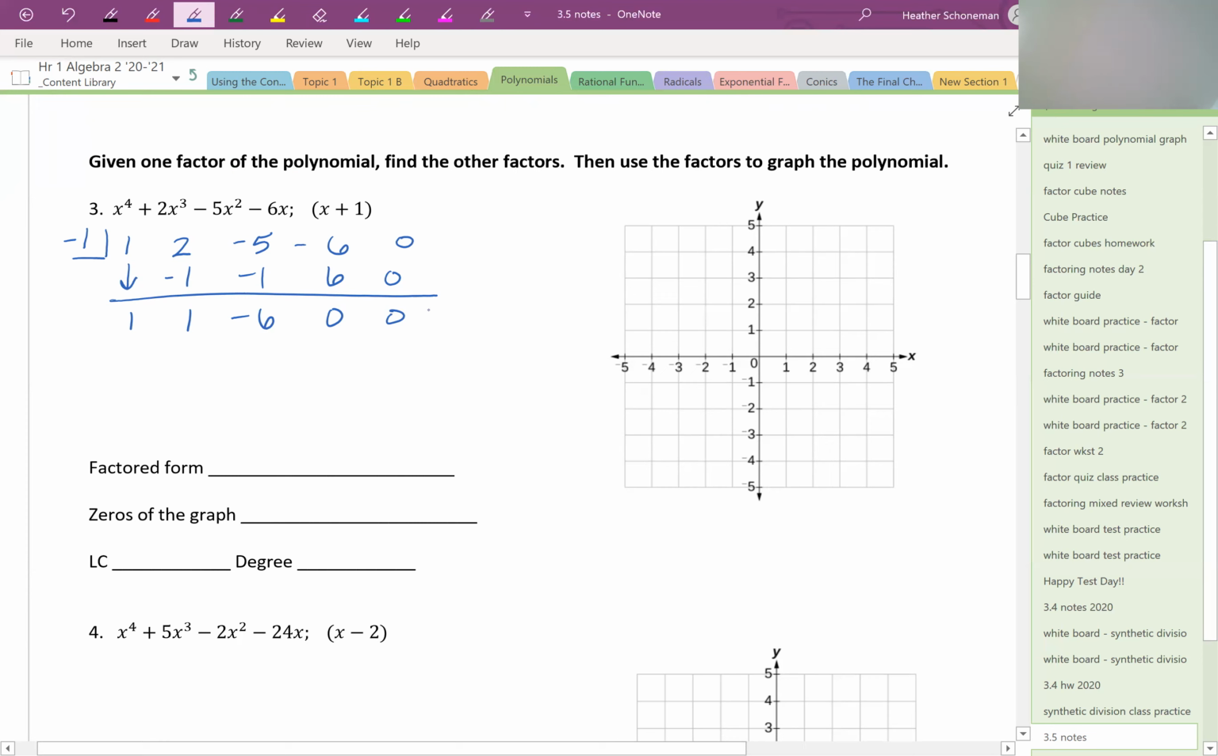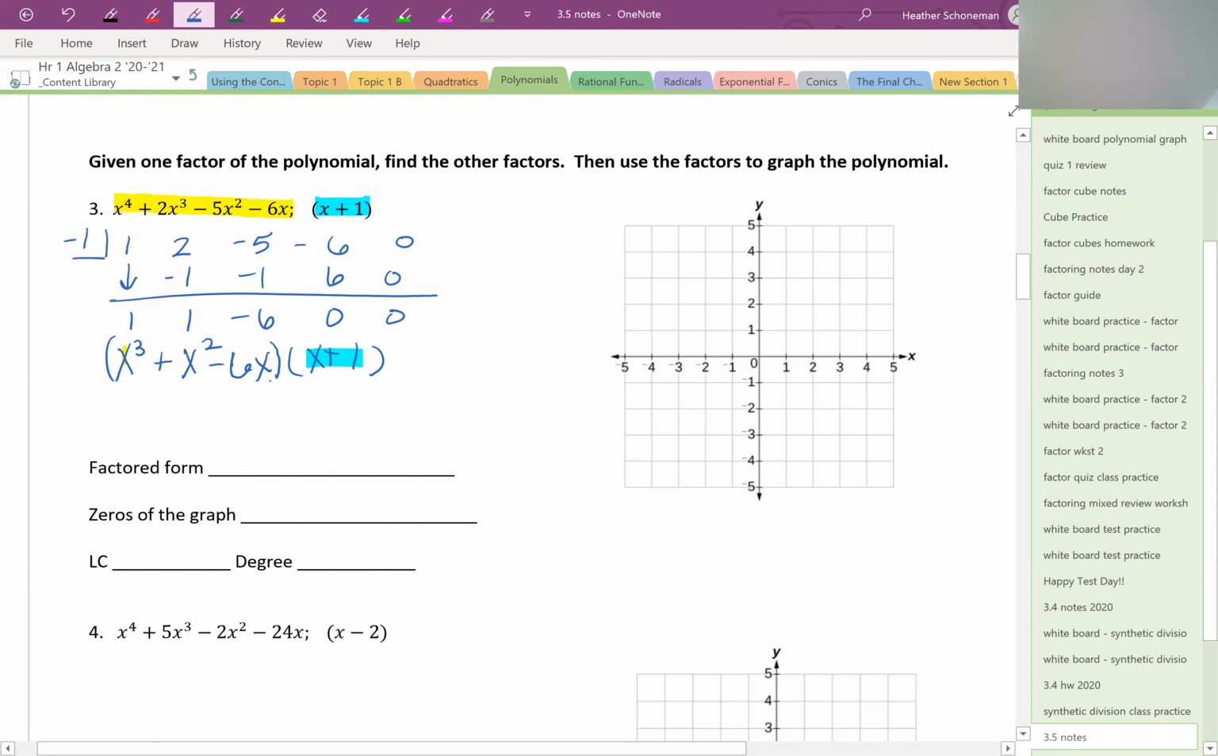All right. So be careful how you write it this time. This one right here, it started as x to the 4th. So my answer has to be 1 degree less. So my answer is going to be x cubed plus 1x, x squared minus 6x times what a given factor was of x plus 1.